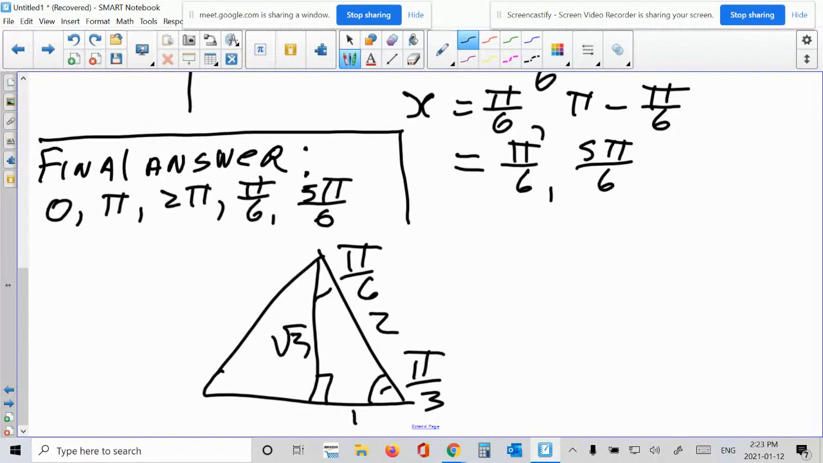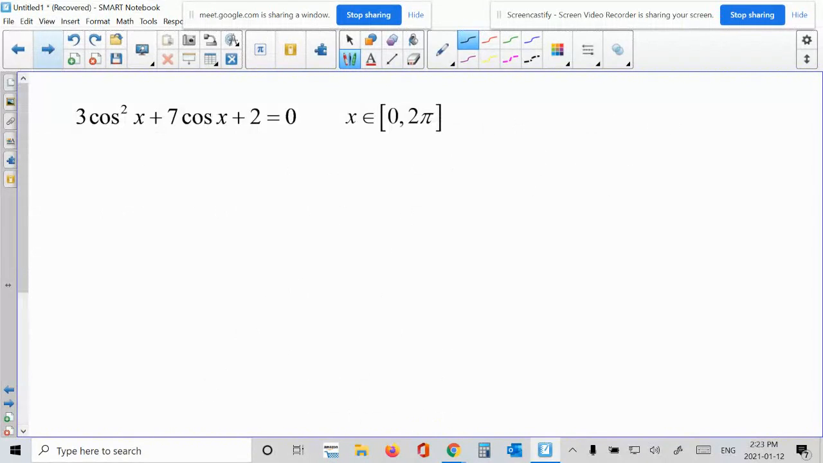Okay. All right. Let's see if we can get a few more in before the class is done. Whoa. 3 cos squared x plus 7 cos x plus 2. Can this be another thing that we have to factor? And the answer to that question is yes. I'm not going to keep you in suspense on that one. We have to factor it.